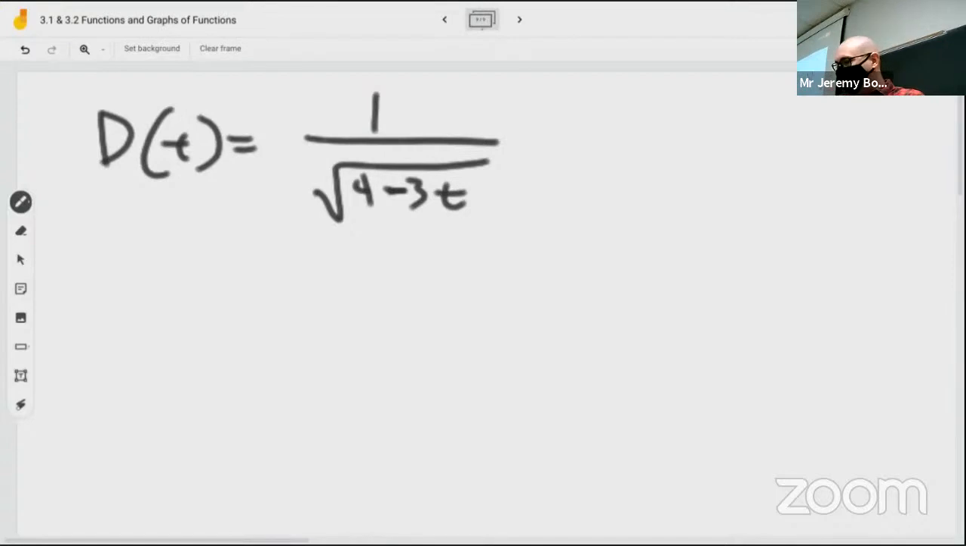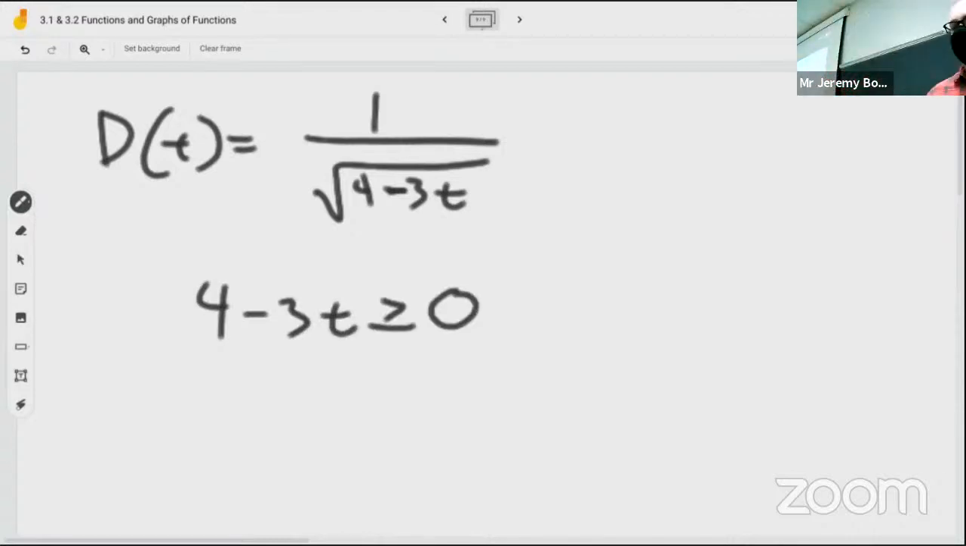We would do the same thing because it's under the square root, right? But there's one caveat to it. Another one, we want to make sure that 4 minus 3t is greater than or equal to 0. But in this case, what do we want to take away from that? What do you think?